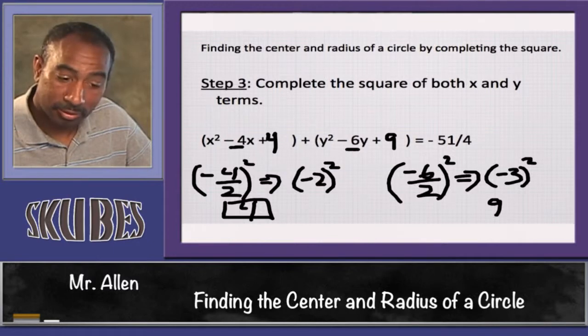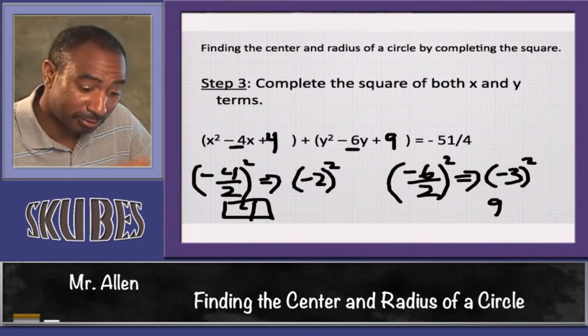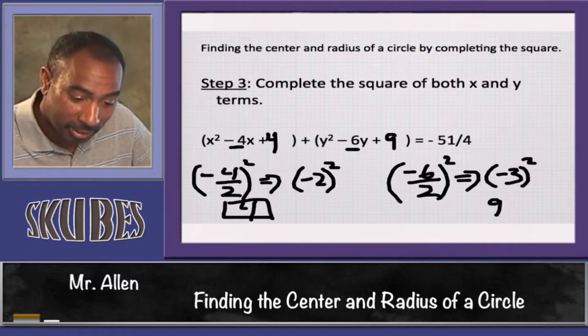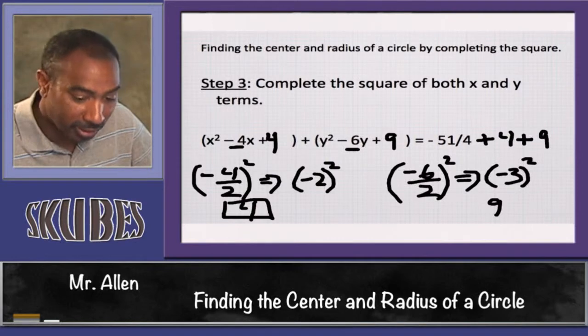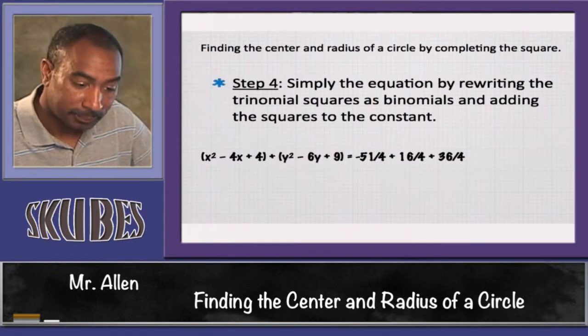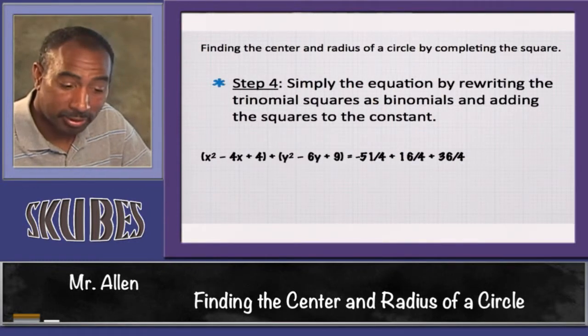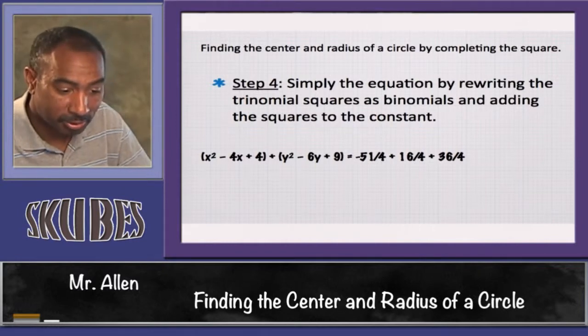Now, this is an equation, so what I do to one side, I must do to the other. Since I added a 4 and a 9, I'm going to have to add 4 and 9 over here as well, or add 13. All right, you want to simplify the equation by writing the trinomial squares as binomials and adding the squares to the constant.